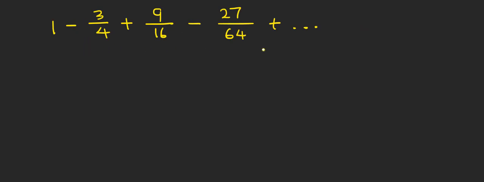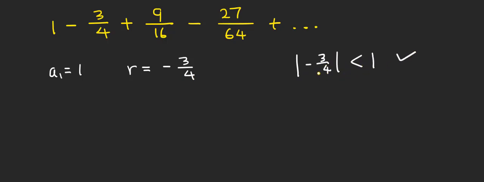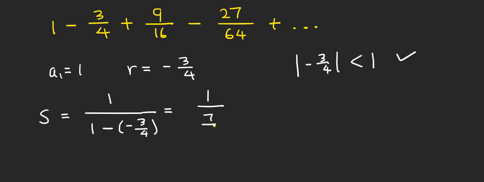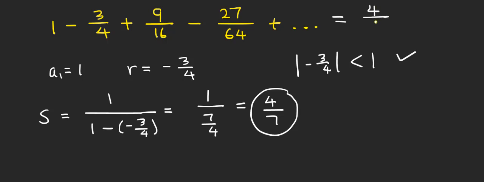What about this infinite geometric series? What is the first term? The first term is 1. What about the common ratio? The common ratio will be negative 3 over 4. Now, is the absolute value of negative 3 over 4 less than 1? Yes, it is. So this infinite geometric series will have a sum. And how do we find the sum? It will be a1, which is 1, over 1 minus r, which is negative 3 over 4. So you end up getting 1 over 7 over 4, which will be 4 over 7. So this infinite geometric series will have a sum of 4 over 7.